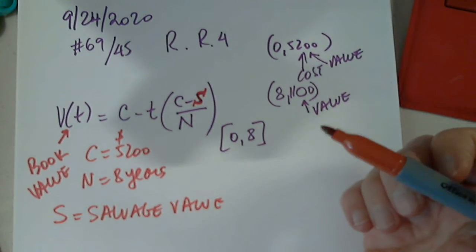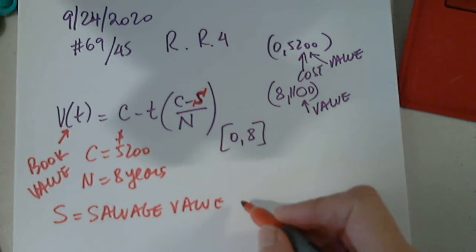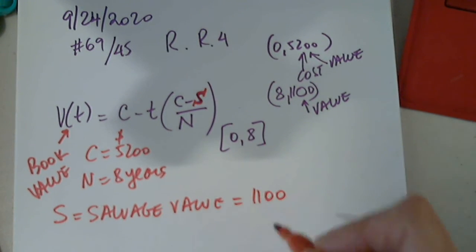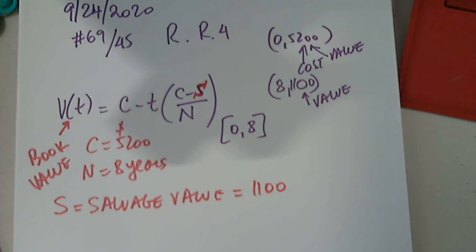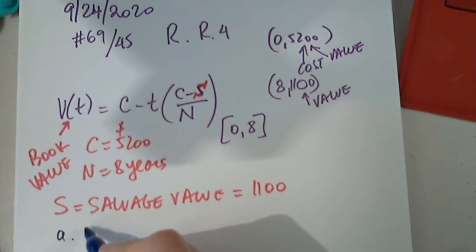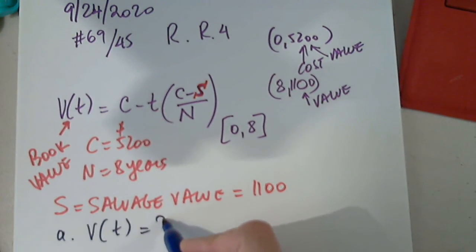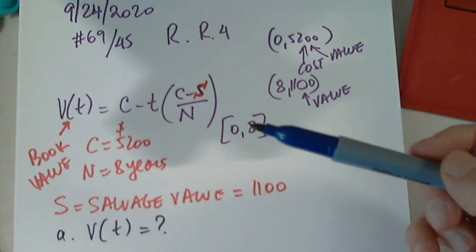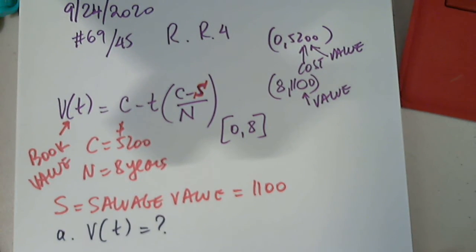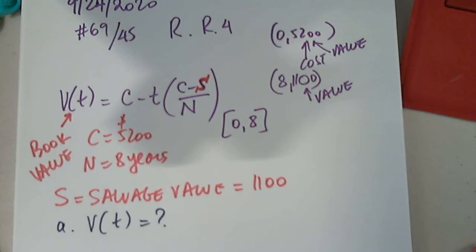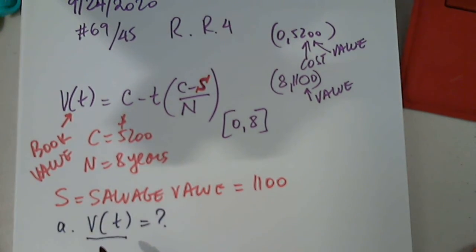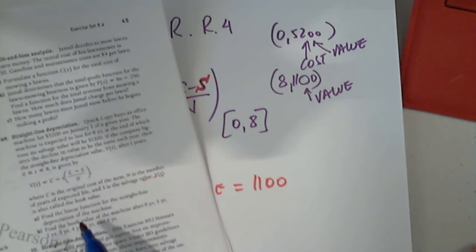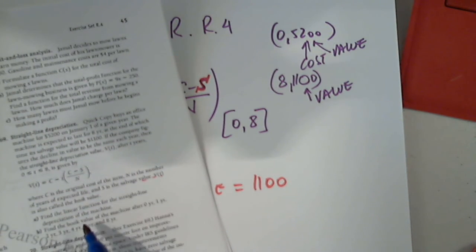So the salvage value is given to us, which is 1,100. All we have to do at this point, so this is part A, they're asking us to find this function. They're giving it to us in a roundabout way, in a hidden way. We just have to plug in everything and create a function that is linear, according to the model for the straight line depreciation of the machine.